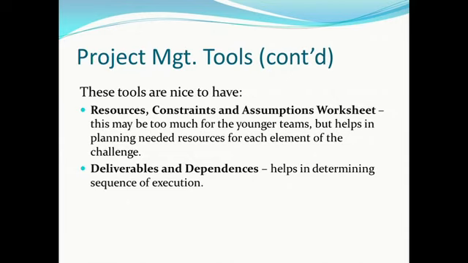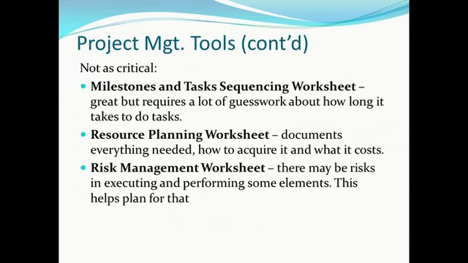And then deliverables and dependencies just helps determine the sequence of execution, which you probably can figure out without that worksheet. Then additional worksheets that are not as critical: milestones and tasks sequencing, extremely detailed estimates about how much time you're going to need to do every single little task in every element. And then resource planning documents everything you need, how much it costs. You're probably going to do that along the way anyway.